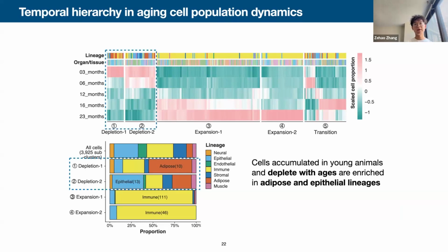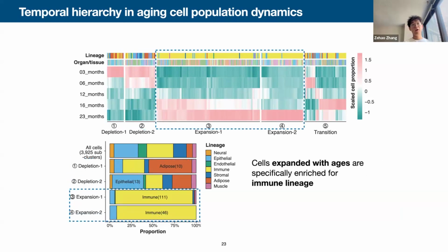For example, I'm showing you here at the early age, those cells accumulate in the young animal and they deplete in the aged animal. We check their proportion of cell lineage and find that they are dominated by the adipose lineage and epithelial cells. On the other hand, when we move to the late stage of life, we see a dramatic expansion of cells, and this expansion is dominated by the immune lineage. This is very interesting, and we really want to zoom in to see what's happening with the immune cells.